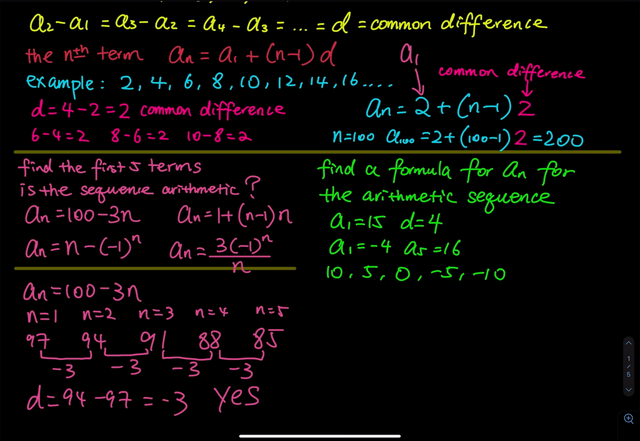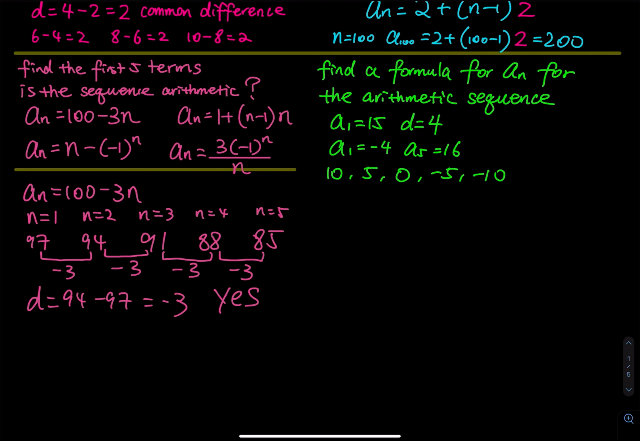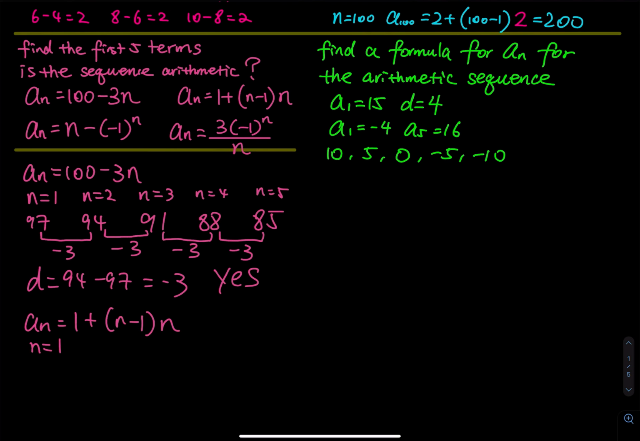How about the next problem? The next problem is a of n equals 1 plus n minus 1, and then times n. When n equals 1, we have 1. When n is 2, we have 3. When n is 3, we have 7, right?